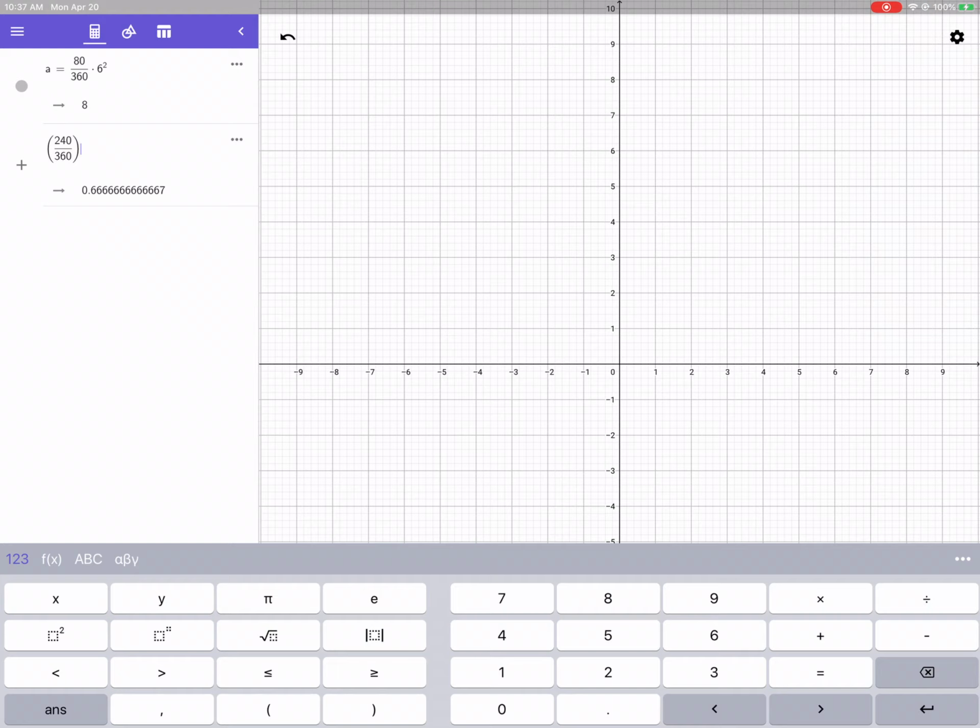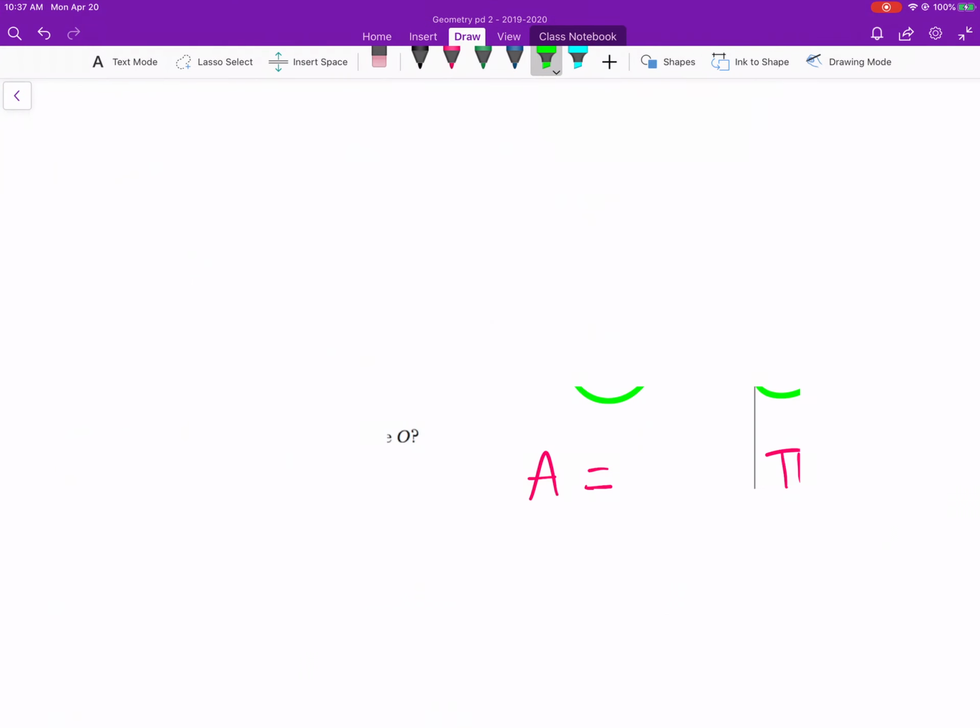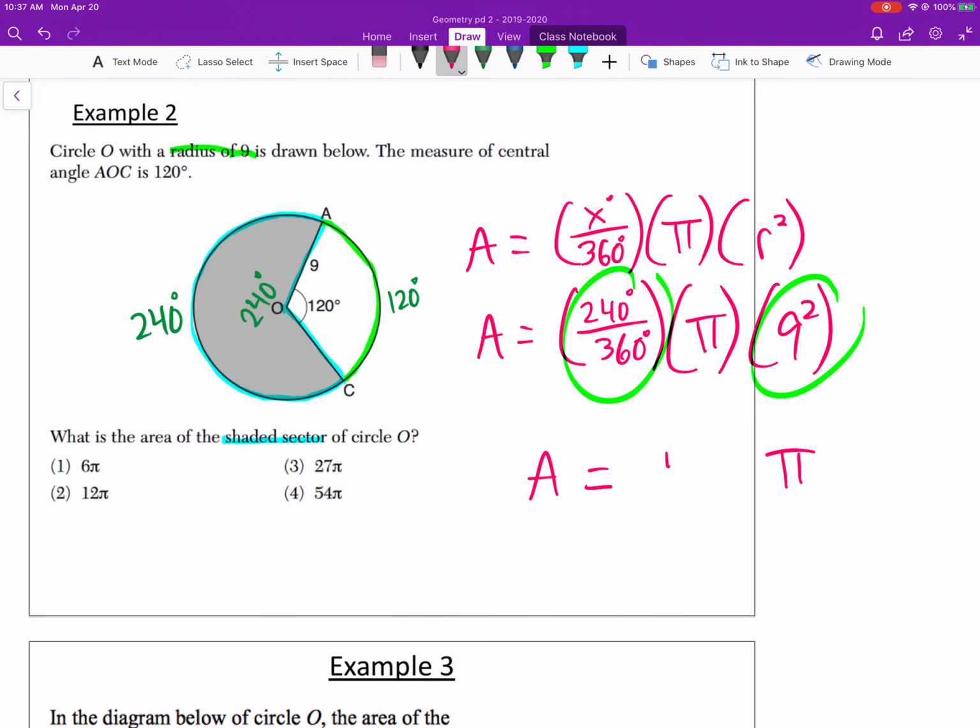Oh, 240 over 360, it's actually 2/3 of the circle, times the radius squared, 9 squared. And that comes to 54. So 54 pi, choice 4.